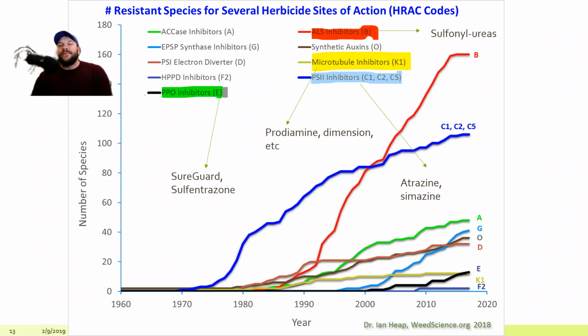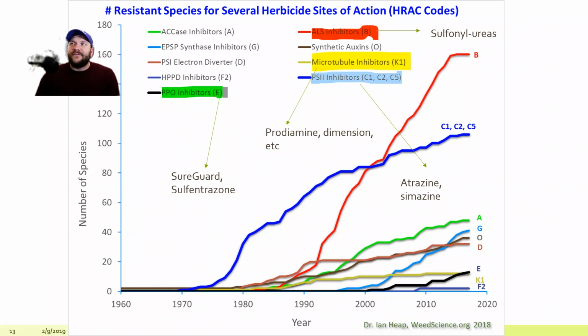Next down on the list is going to be our PPO inhibitors. This is going to be sulfentrazone, Octane, carfentrazone, which is Quicksilver. Octane is pyraflufen-ethyl. SureGuard, SurePower. You can see there's a high number of instances here where these are actually issues.